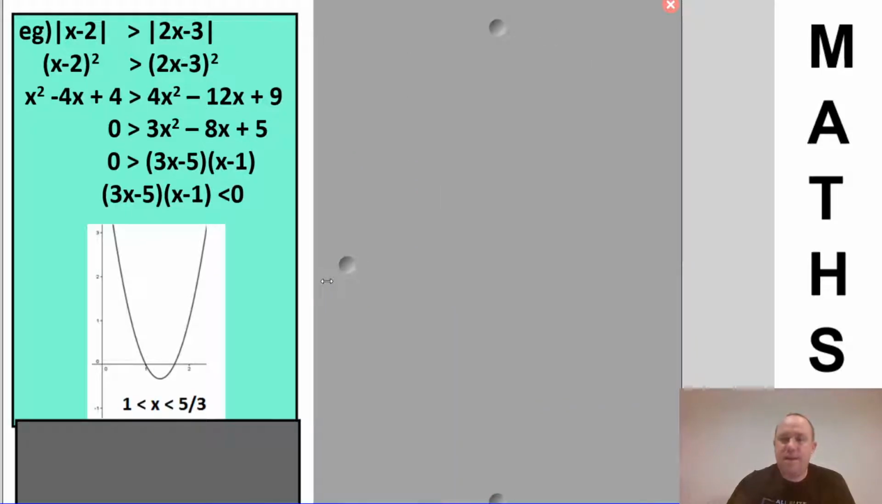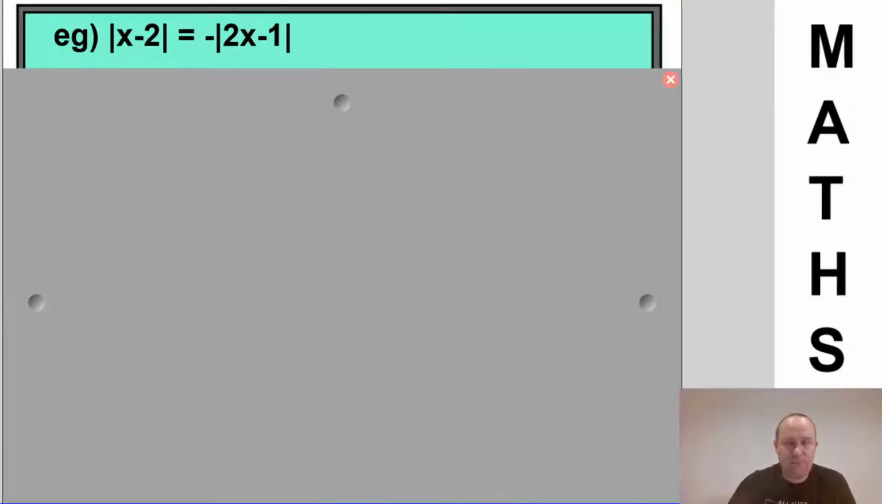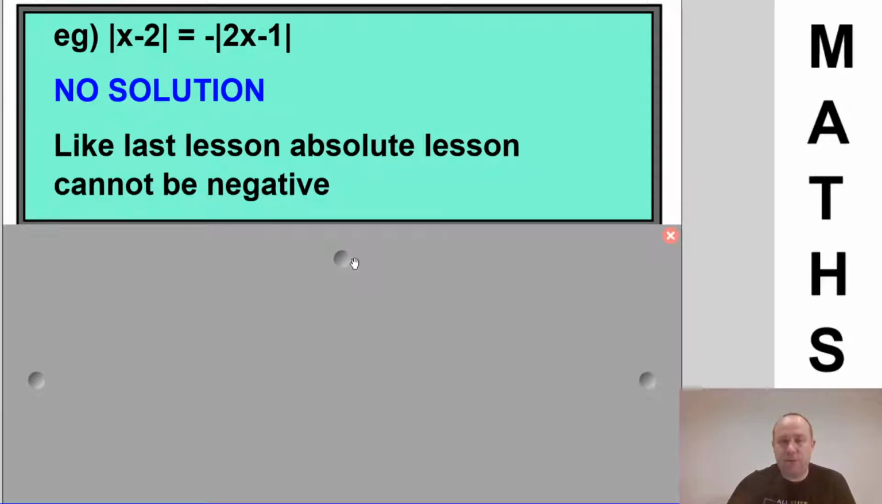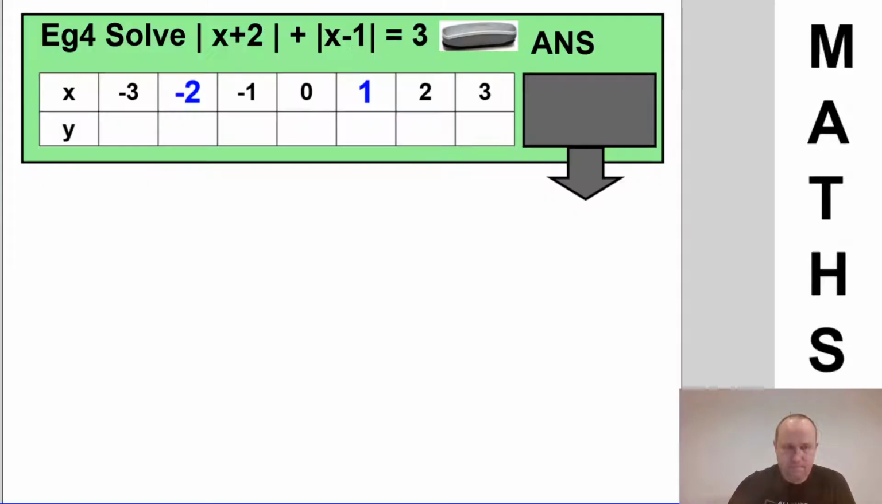Once again, you really want to do this algebraically if you can, because it's far more accurate, but you can use that as a check, and sometimes it will ask you to do. Be very careful on questions like this that you don't just square both sides immediately. This question is no solution. You can't have something that is positive equal to something that is negative, and it's kind of like that question we saw in a previous lesson. So just keep an eye out for that question.